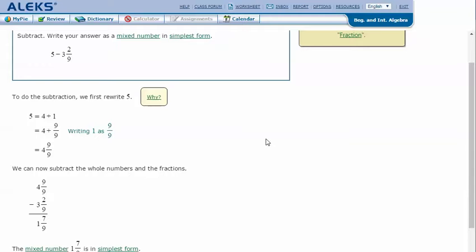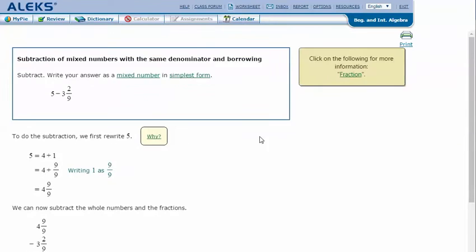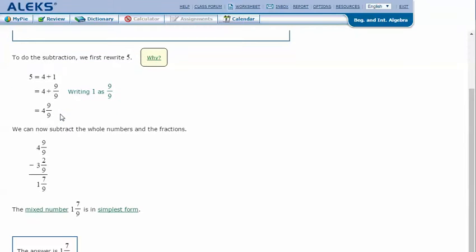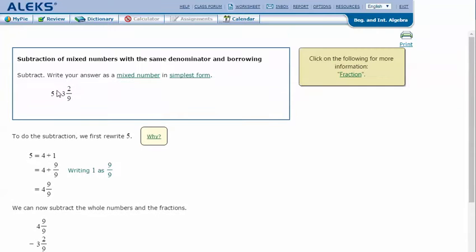To do this subtraction, we first rewrite 5. Because this is like 5 0/9 minus 3 2/9. And we can't take 0 minus 2. So we need to rewrite this. And so we borrow from the 5 and make it a 4, and move this 1 over here so that we have something in the fractions column to subtract this 2/9 from.